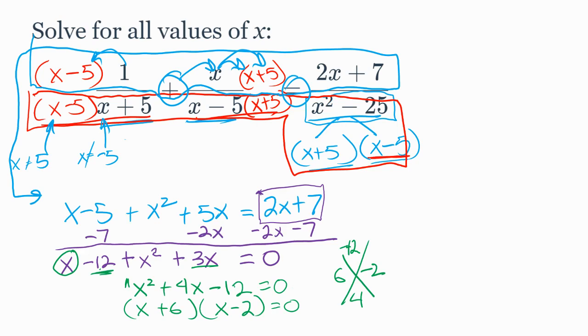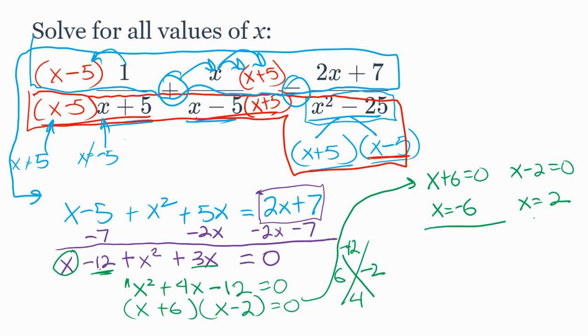So bring those over here. I'm going to say x plus 6 equals 0 and x minus 2 equals 0, which will produce an x equals negative 6 and an x equals positive 2. And neither one of those were issues because it was just 5 and negative 5 that would have been a problem. So I have 2 solutions to this rational equation.